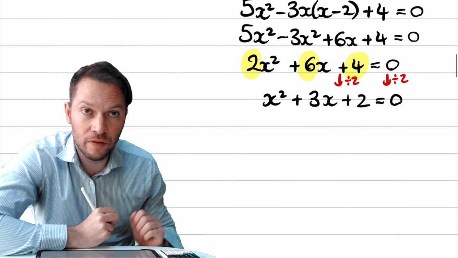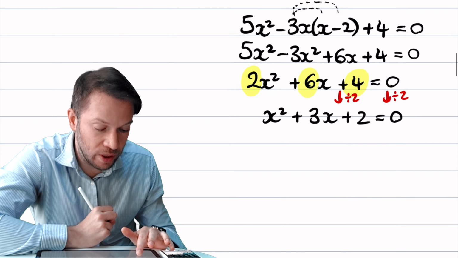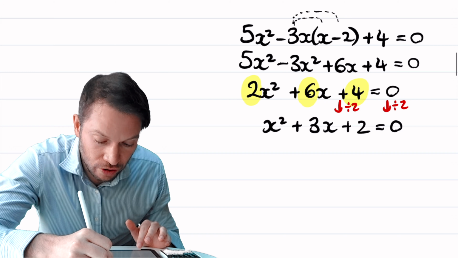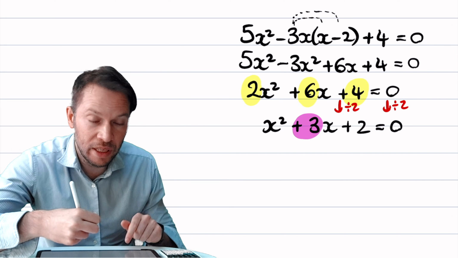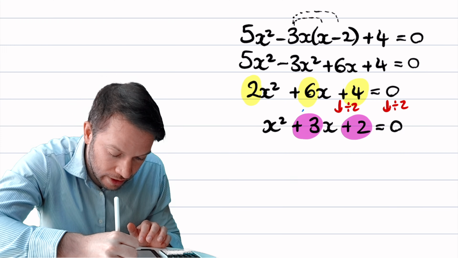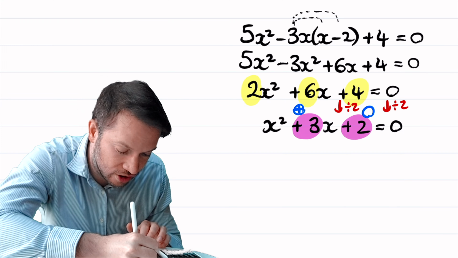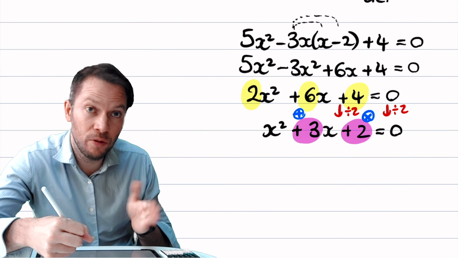Okay, remember how we solve a quadratic equation? We get 0 on one side, which we've done, and then we need to factorize it. So we need two numbers that add to give this number in front of the x, the middle term, and times to give this last number. Let's just draw that on there. They need to add to give that 3 and times to give that 2. Now, what adds to give 3 and times to give 2? Well, it's 2 and 1.